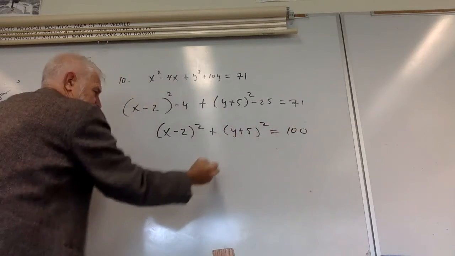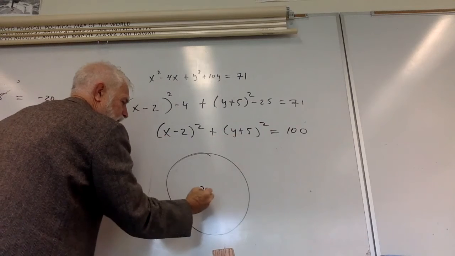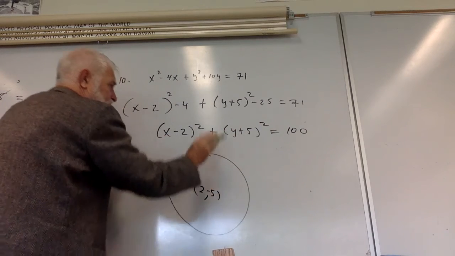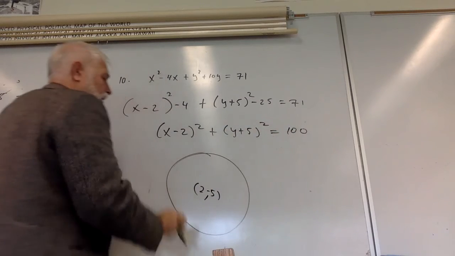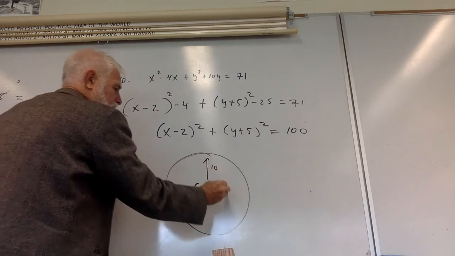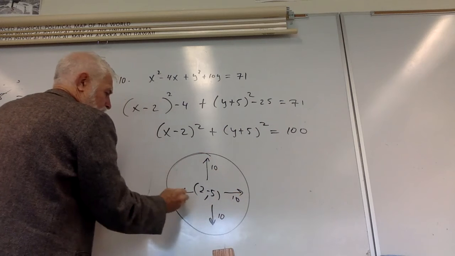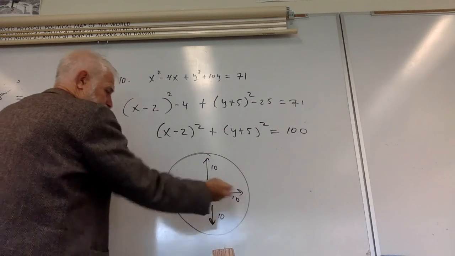I now know that I have a circle whose center is 2, negative 5. Those numbers will make 0. 0 doesn't equal 100, but it's the center of the circle. And I know I'm going up 10, left 10, down 10, right 10.